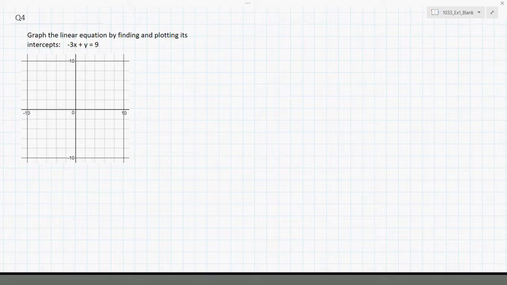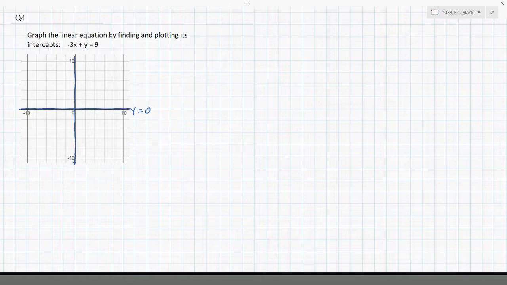So graph the linear equation by finding and plotting its intercepts. When finding and plotting intercepts, that means we're plugging the other item in as 0, because these two large bars in the center of the map are the axis bars. Along this line here, y will always equal 0. So wherever x crosses that line would be the x-intercept. Same for the y-intercept, wherever it crosses the y-axis here. Okay?